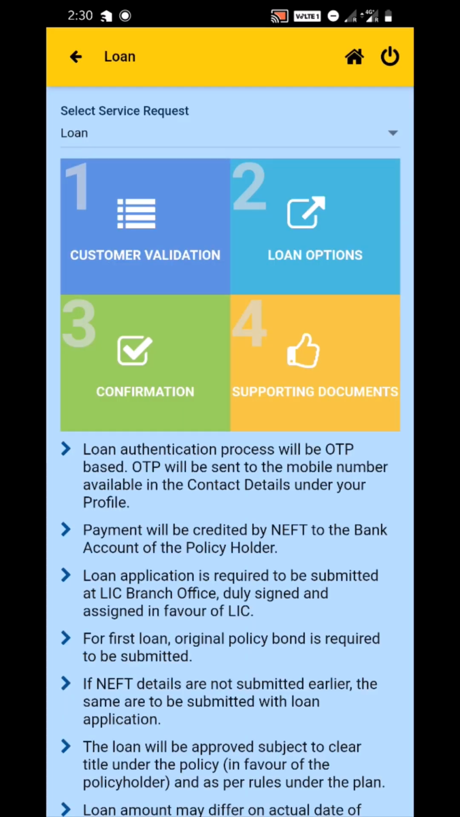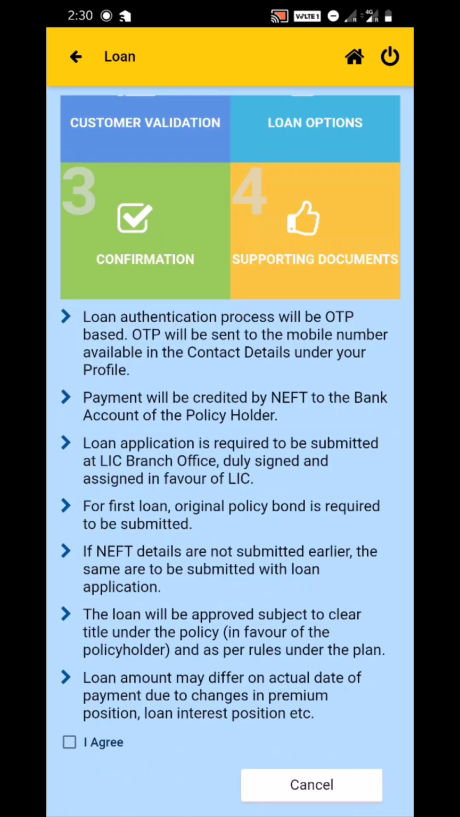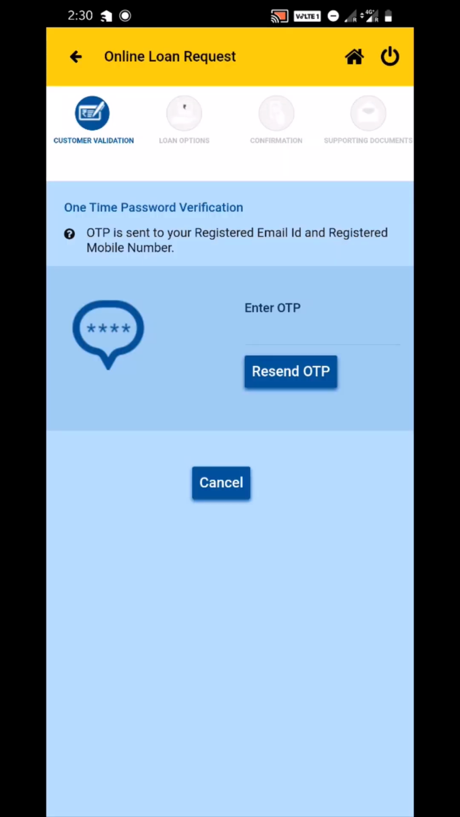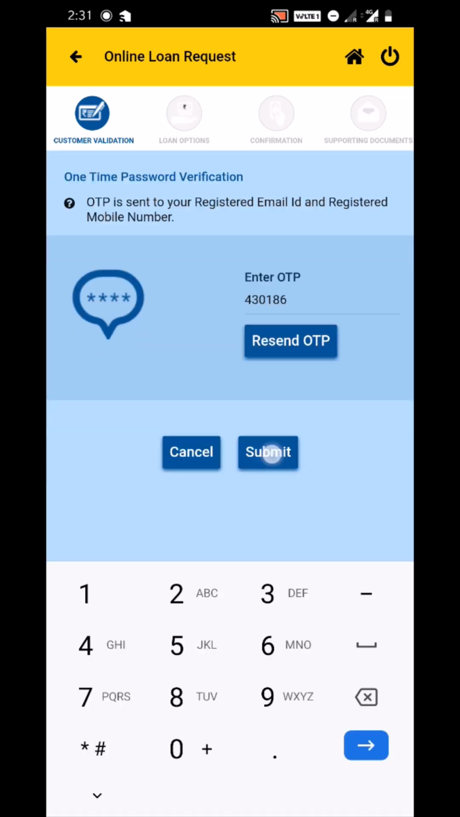This will open the loan page, where instructions for the whole loan application process will be given at the bottom. We will read all the instructions and then tap on the I agree checkbox and select Proceed. This will open the online loan request page. Here we need to enter an OTP, which will be sent to our registered mobile number. Then we will tap on the Submit button.